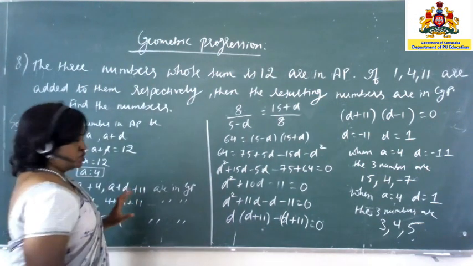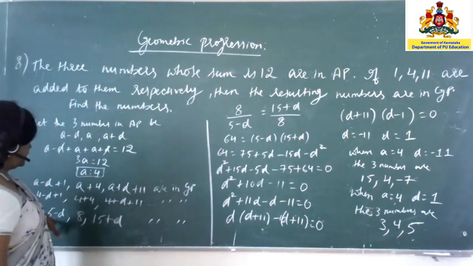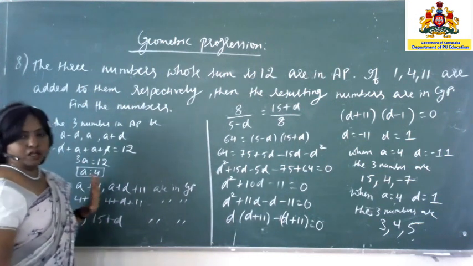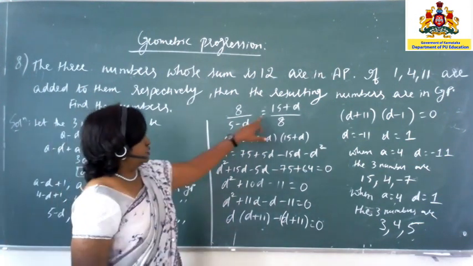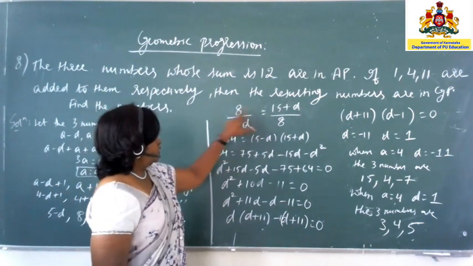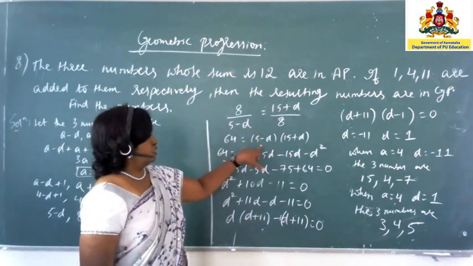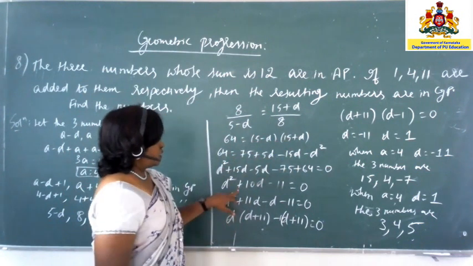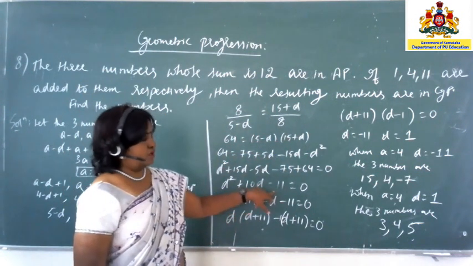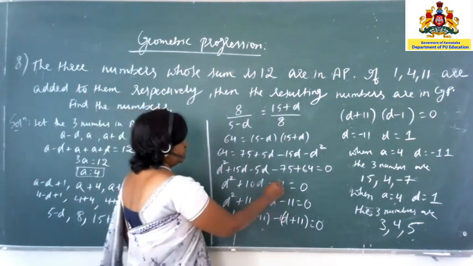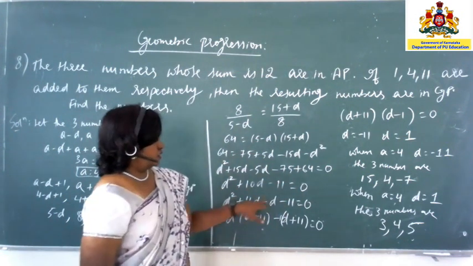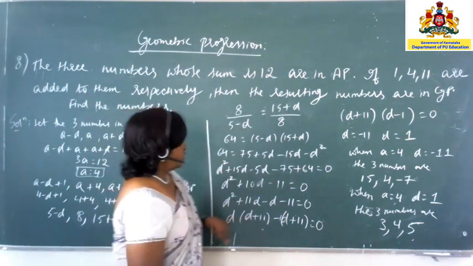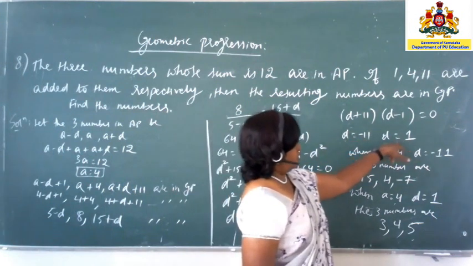So according to the definition of GP, T2 divided by T1 is equal to T3 divided by T2. The ratio remains constant. So 8 into 8, 64, cross multiply, 5 minus D into 15 plus D. So I'll get a quadratic equation, D square plus 10D minus 11 is equal to 0. So split the middle term, 11D minus D. Then you'll get D value minus 11 and 1.